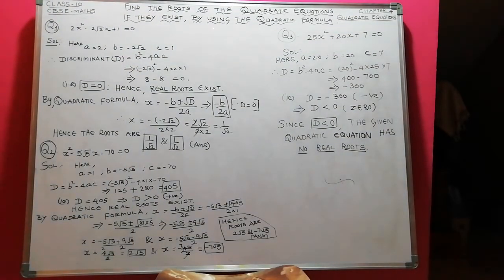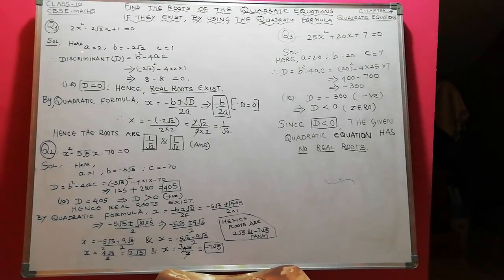This is the third video I have uploaded related to the quadratic formula, which is based on exercise 4.3 from chapter 4, Quadratic Equations. Now let us move on to the question. First question: 2x squared minus 2 root 2 x plus 1 equal to 0.